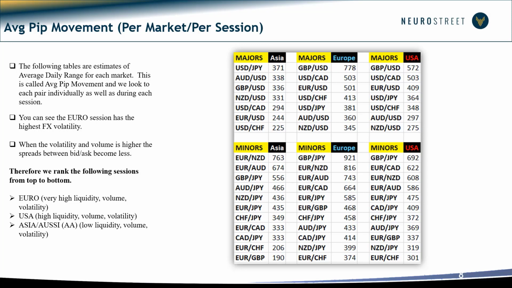And when the volatility and volume is high, the spreads between the bid and ask become less. Therefore, we rank these sessions from top to bottom. You can see that the euro is very high liquidity and volume. USA is high liquidity and volume, and Asia and Oz is lower liquidity and volume. And so, the main market times for us for trading will be the euro and the U.S. markets, right? These are the ones for the majors, right?